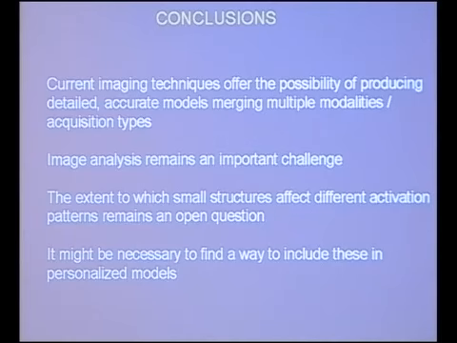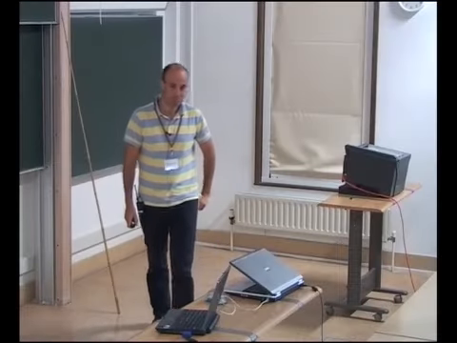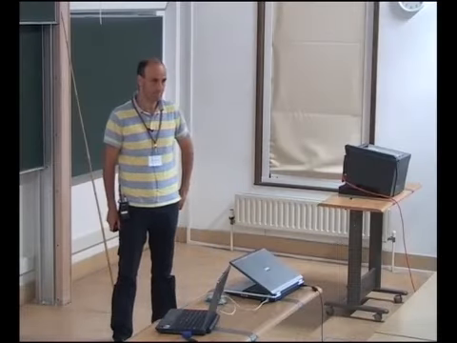We see all sorts of artifacts. Now, the extent to which small structures affect different activation patterns, we seem to see in our results that this actually produces a pretty big effect. Now, of course, the question is, in which applications do we need to take that into account? And for which applications is it just okay to use a very simplified model? But if there are applications in which we really need to put all this information in the model, then we need to find a way to include this in personalized models, because we are not going to get this information about things like endocardial trabeculation from personalized images in the clinics. Thanks.